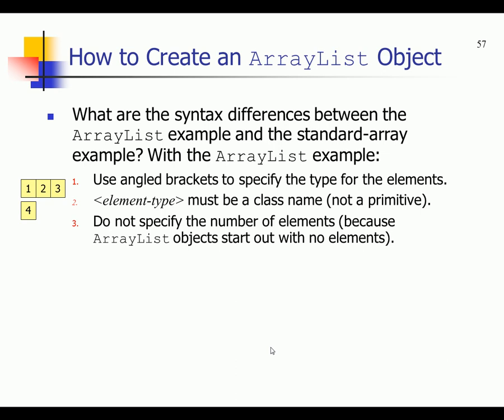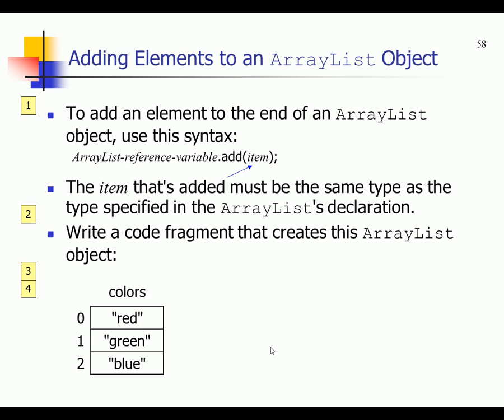Okay, what are the syntax differences? Well, the angle brackets are needed. It must be a class name, not a primitive. It says, do not specify the number of elements because there are no elements. It adds and grows. It shrinks. And with it, we call add or remove.